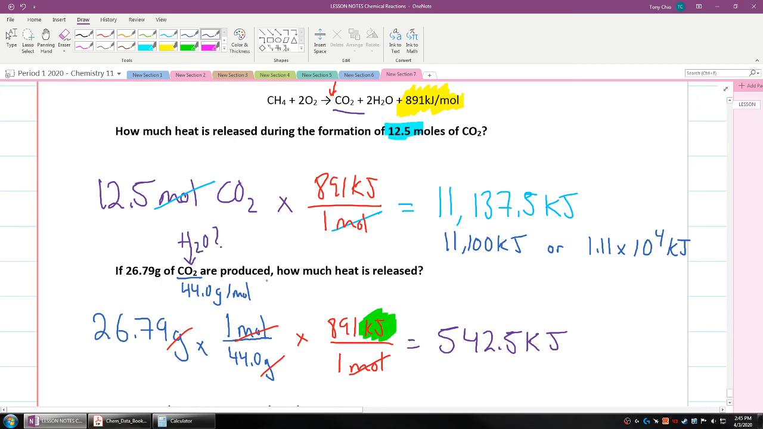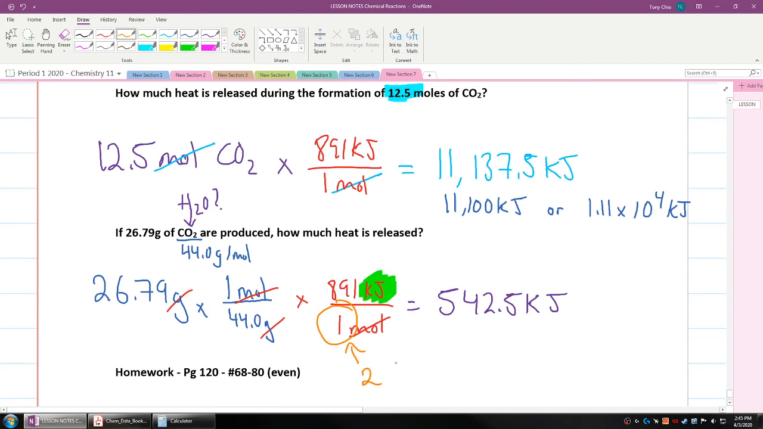Now what if this was, for example, H2O? What if it was talking about water? Then that means this number right here would be a 2 instead. And if it was 3 moles, for example, then that would be a 3. So this is how we use our heat term as a way to calculate with moles now.